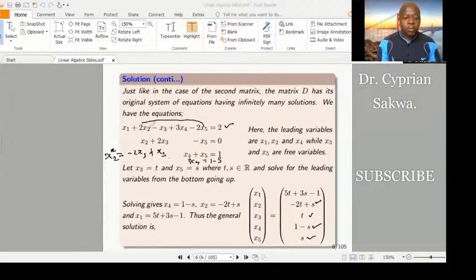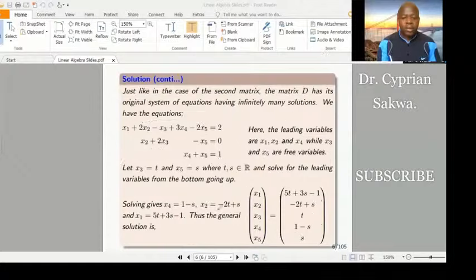x1 equals 2 minus 2x2 plus x3 minus 3x4 plus 2x5. Then just substitute the values of x2, x3, x4, and x5, since you already have them. And you will find that x1 will equal 5t plus 3s minus 1.